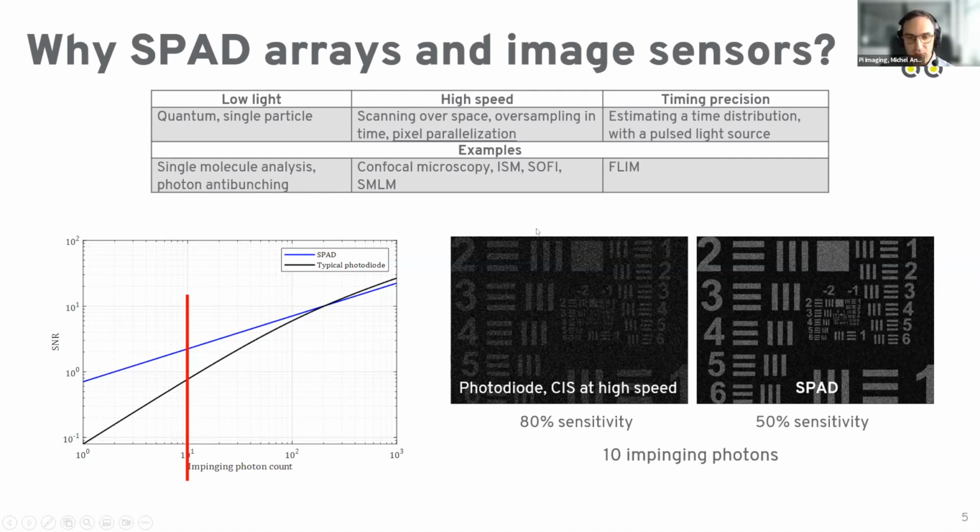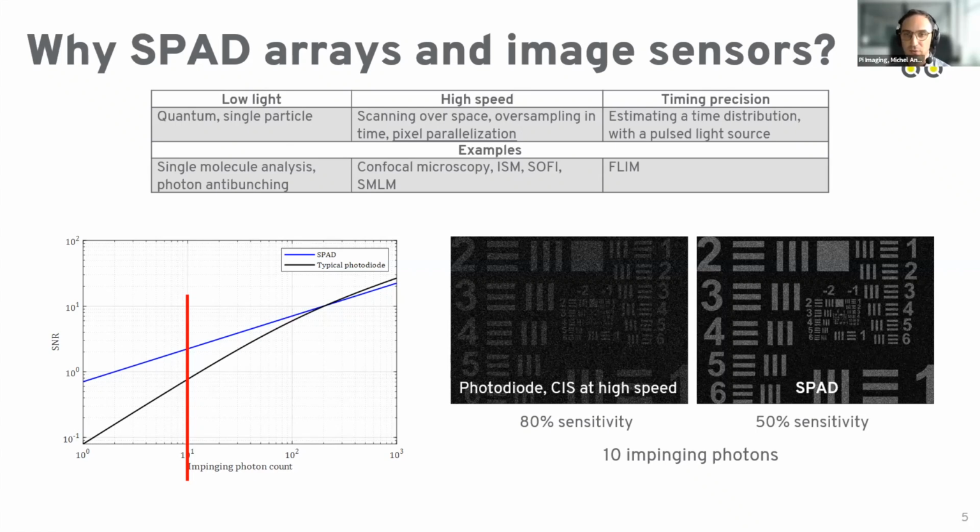SPADs, or as many people in the microscopy community call them, APDs as well, have usage in three main application fields where we have low light. We are talking about single particles or quantum detection. High speed is very important. Of course, if you're scanning, if you have a confocal microscope, we are by default in a high speed mode.